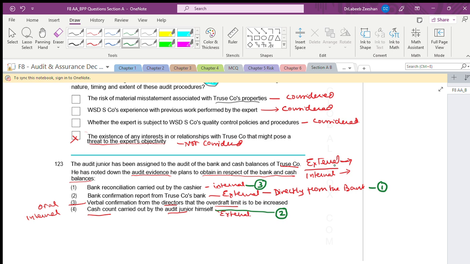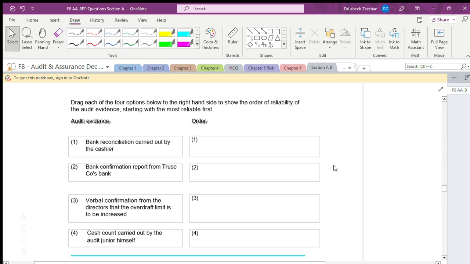The next one is verbal communication, oral and internal. Oral communication is very weak. This is the way we have to identify and put it in a hierarchy.